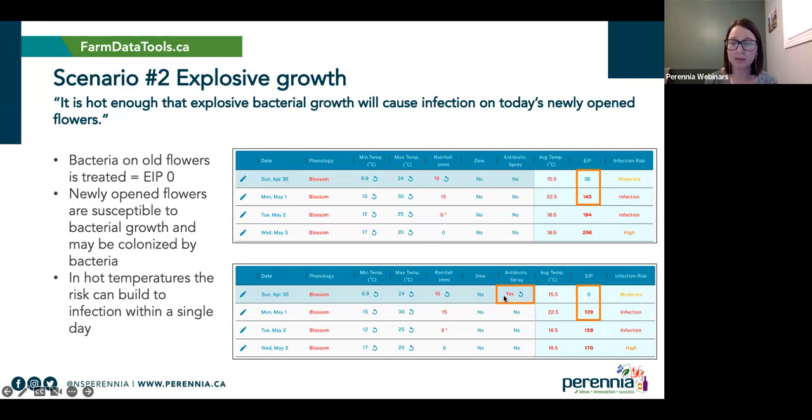So that's where you would kind of play around with this antibiotic spray, and you would see, like, there's no point in putting it on if you're just knocking back a small bacterial population on the day before. And you would really want to try to target those new flowers, if possible, on the day that the bacteria is really going to grow. So you wouldn't put the spray on that day. You would try putting it on the day with that bacterial growth.